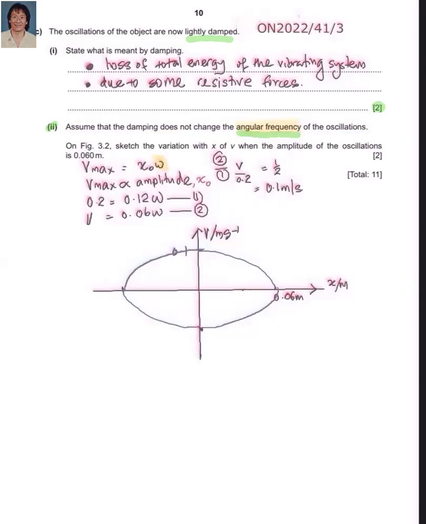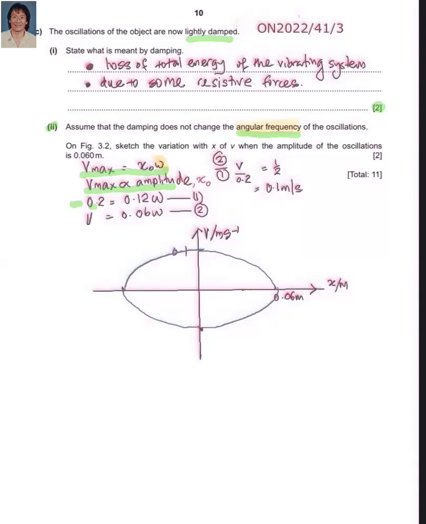On figure 3.2, sketch the variation with x of velocity when the amplitude of the oscillation is 0.06 meter. We have to use the equation vmax equals x0 omega. Since omega is a constant, we can say that vmax is proportional to amplitude. Therefore, we can write two equations. This equation is for the amplitude of 0.12. So 0.2 equals 0.12 omega. This is the first equation.